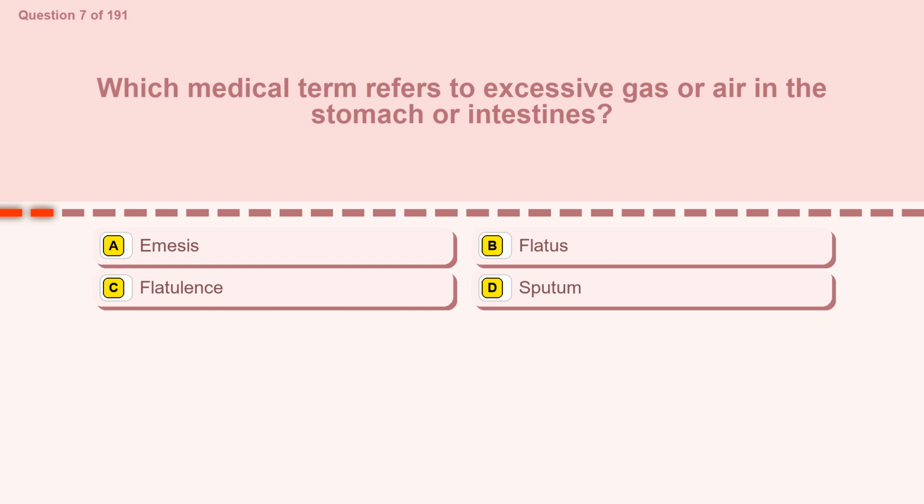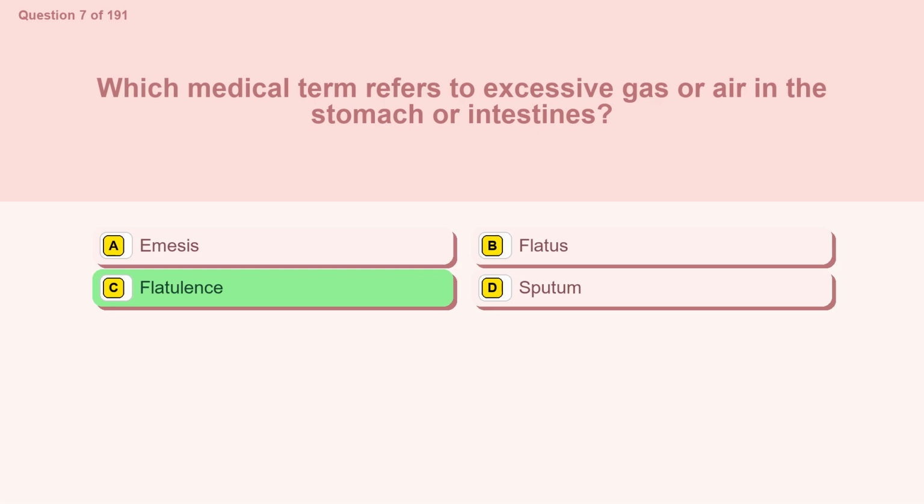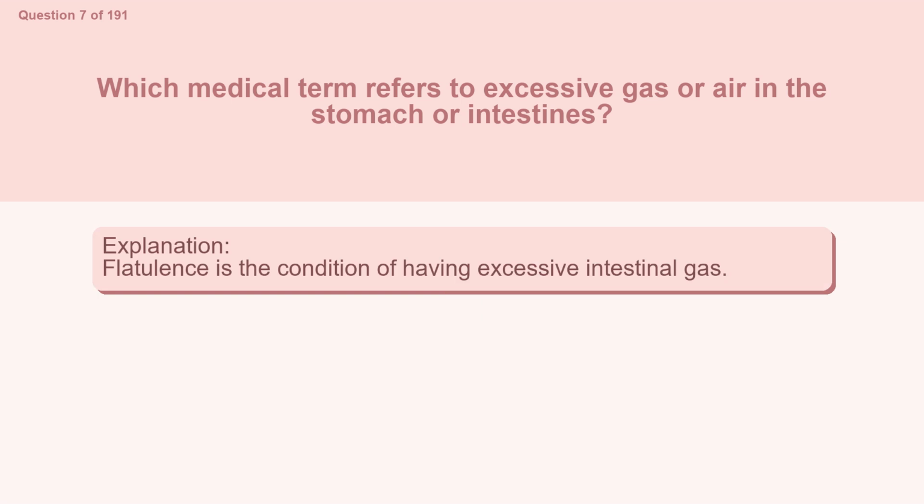Question 7. Which medical term refers to excessive gas or air in the stomach or intestines? Option A. Emesis. Option B. Flatus. Option C. Flatulence. Option D. Sputum. The correct answer is option C. Flatulence. Flatulence is the condition of having excessive intestinal gas.